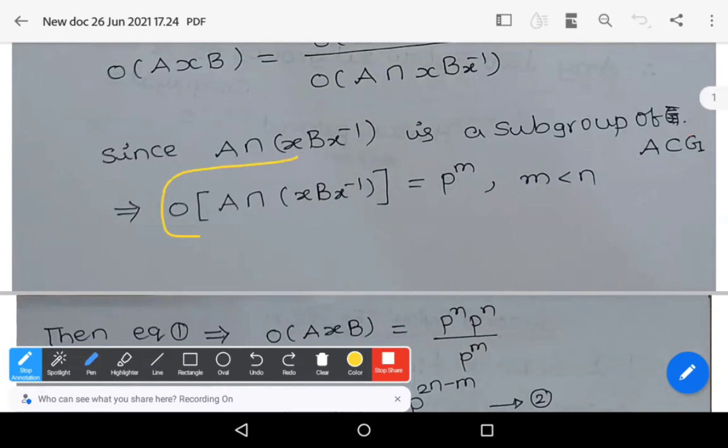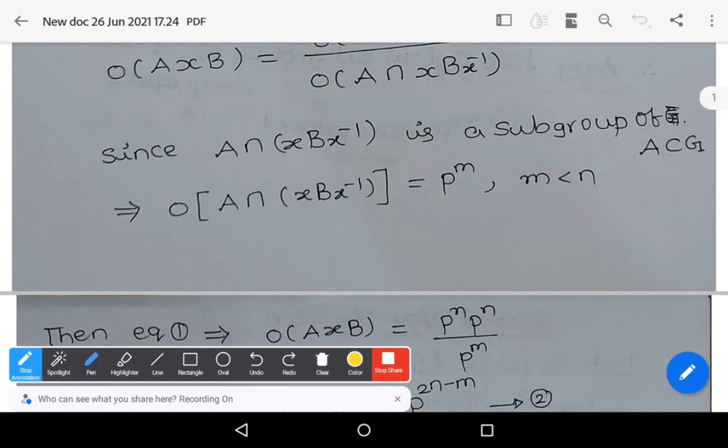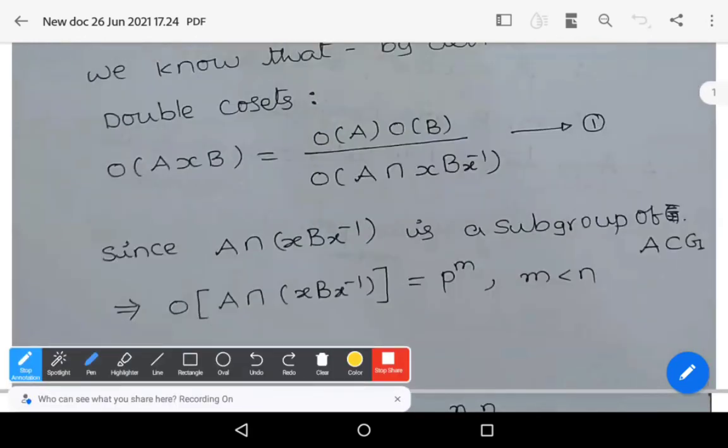Therefore, the order of A intersection x B x inverse is equal to p power m, and m must be less than n. Because the order of A is p power n, and A intersection x B x inverse is a subgroup of A, the order of this subgroup must be of the form p power m, where m is less than n. Now, equation 1 says the order of AxB is equal to order of A into order of B by order of A intersection x B x inverse.